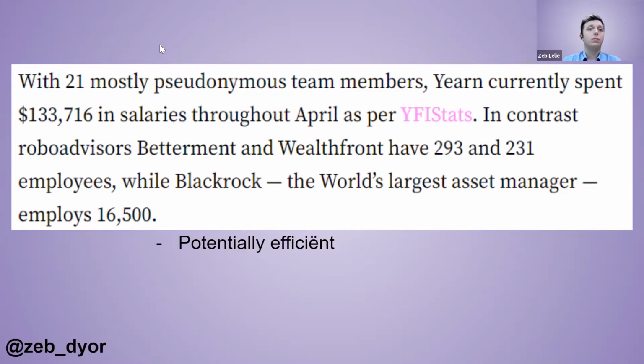Less administrative overhead. Tom, I think you hit the nail on the head right there. Because as I mentioned before, these projects are global. They don't have to deal with regulations of countries. They are also without brick and mortar company buildings, which Betterment and Wealthfront have. So yeah, Yearn is just being more efficient there.